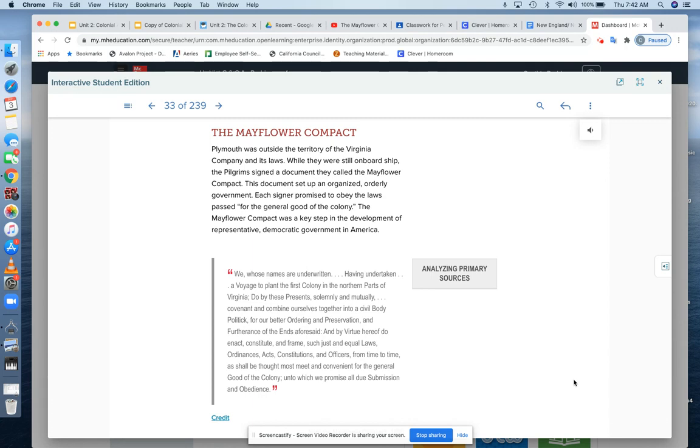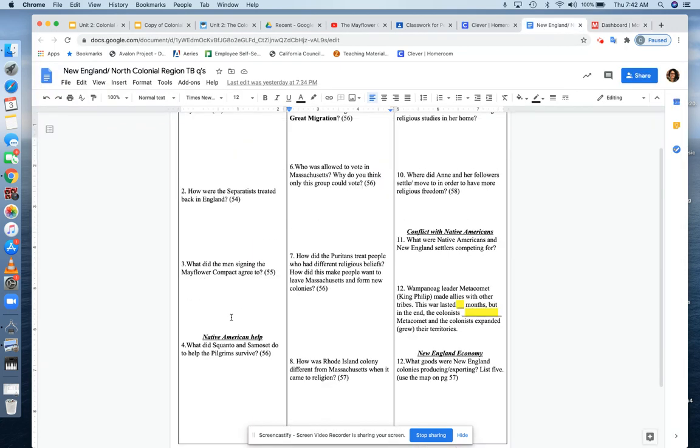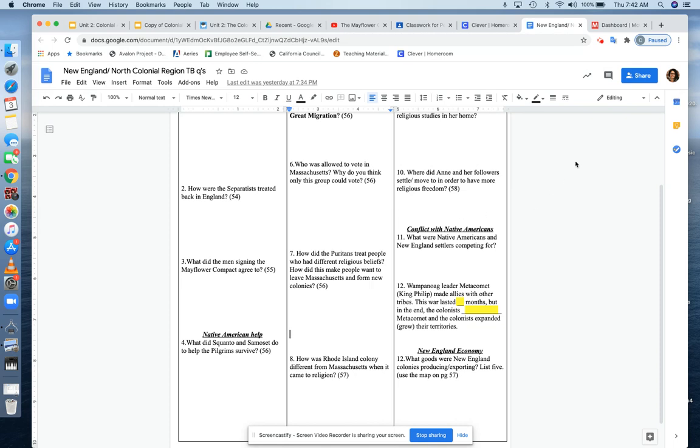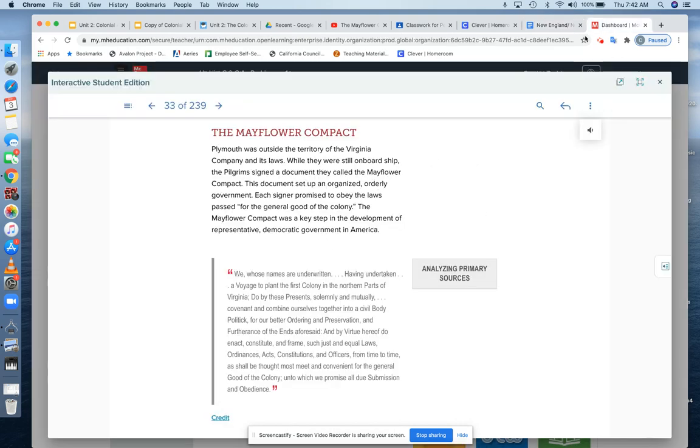The Mayflower Compact. This is for question number 3 on your assignment. What did the men signing the Mayflower Compact agree to do? Plymouth was outside of the territory of the Virginia Company and its laws.